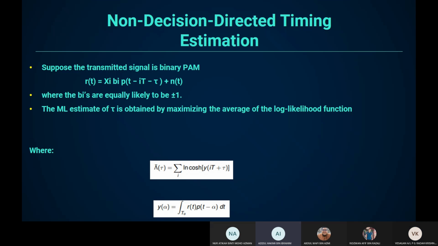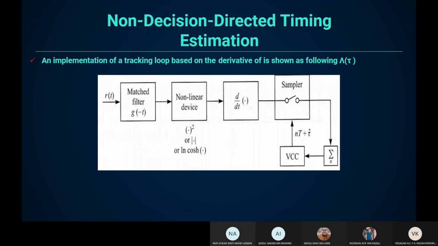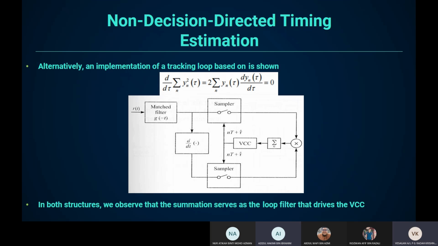The maximum likelihood estimate of tau is obtained by maximizing the average of the log likelihood function, as shown in the equation below. An implementation of the tracking loop based on the derivative of the likelihood function is shown in the block diagram below.